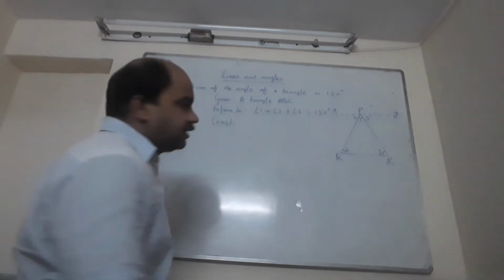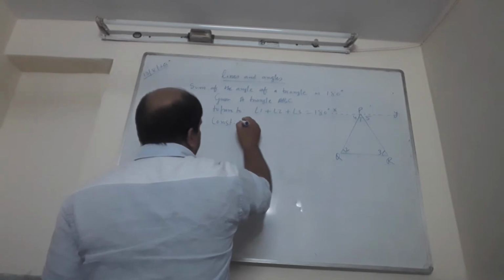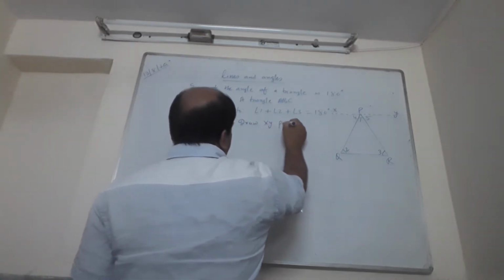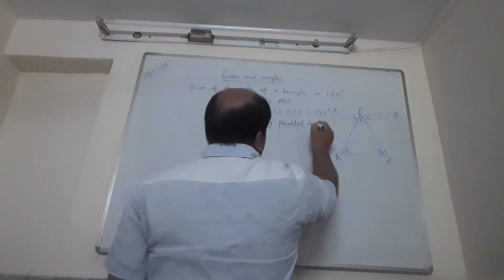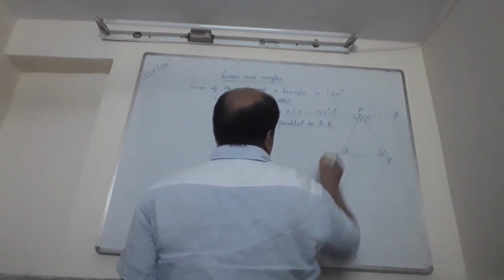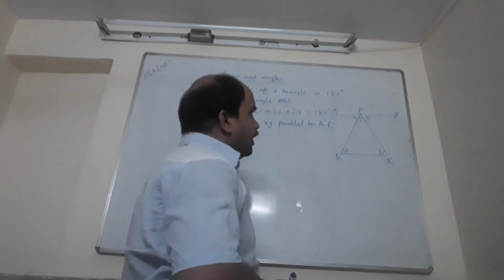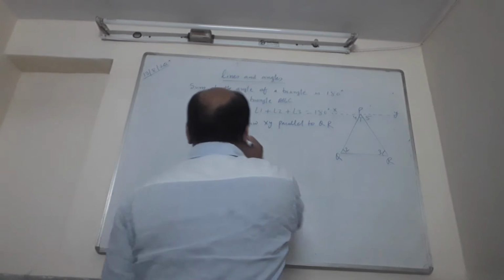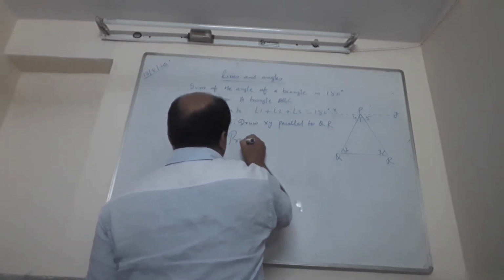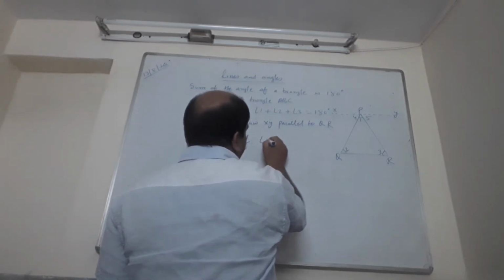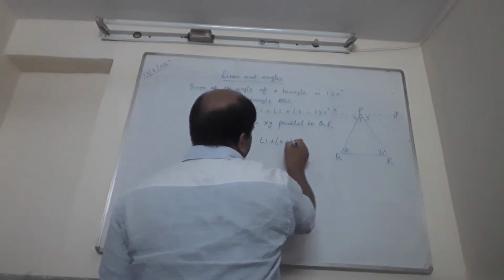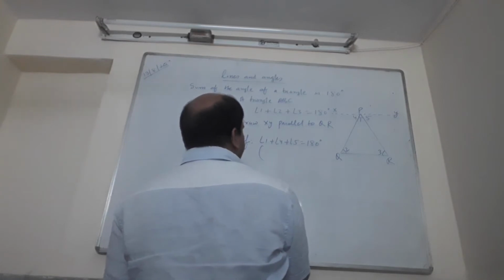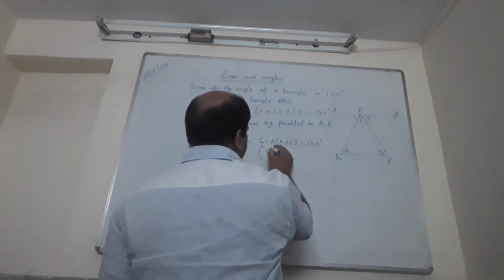Now we can write construction, draw XY parallel to QR. Now we write here proof. And we can write angle 1 plus angle 4 plus angle 5 equal to 180 degrees. Why will it come? Because of the straight line.